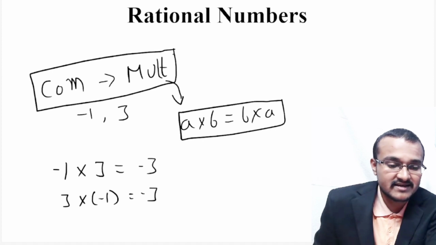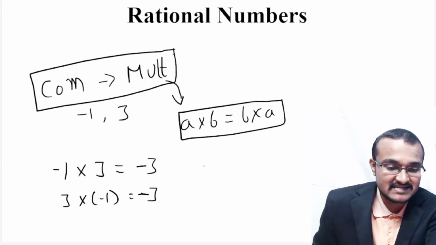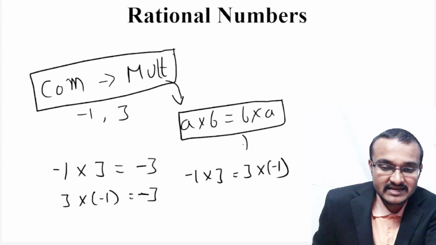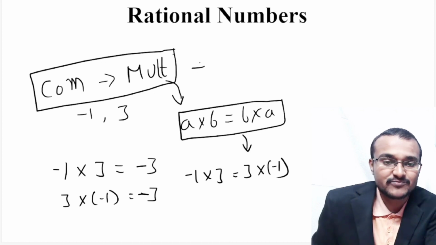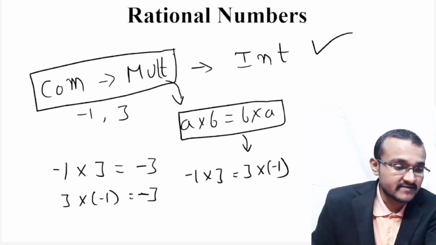Here it is plus 3, here it is minus 1. So plus into minus, minus 3 into 1, 3. So minus 3. Here also you are getting minus 3 as answer. That means minus 1 into 3 is actually equal to 3 into minus 1. That shows a into b is equal to b into a. So commutative property under multiplication for integers is satisfied.